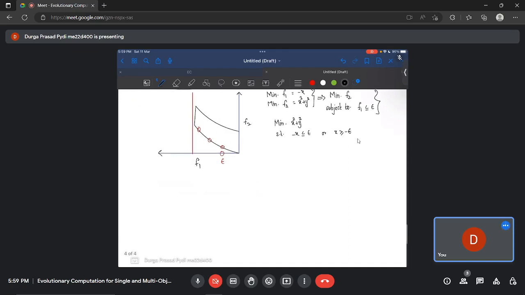But this is a type of problem we have seen previously. If you want an optimization problem with an inequality constraint, the way to go about it is using KKT conditions.